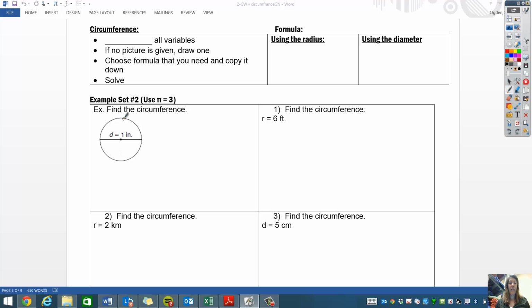Today we're looking at finding the circumference of a circle. The circumference is just a fancy word for the perimeter. So you can ignore all this. I like to label the things. And the biggest, most important thing is that if no picture is given, you need to draw one. Okay? So there's a picture here. The diameter is 1, and it's asking for us to find the circumference.